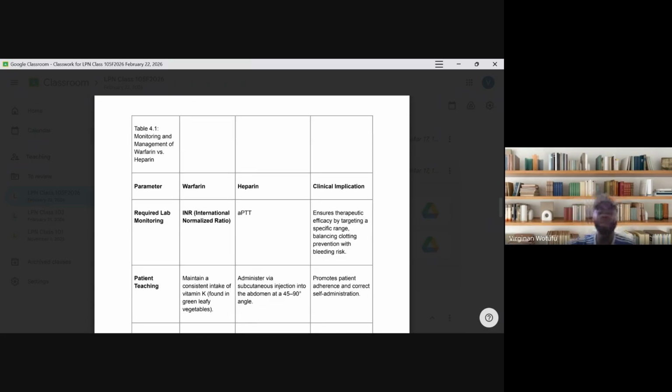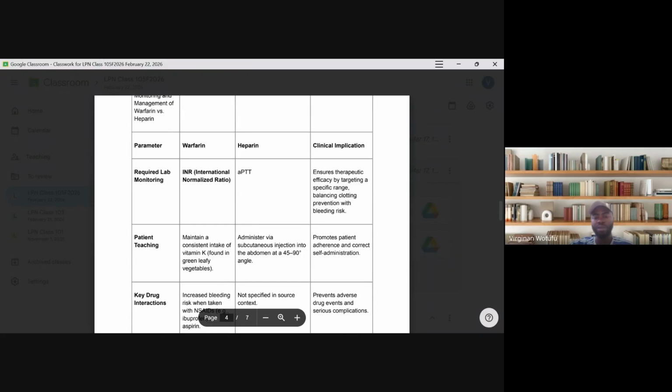You ensure patient teaching as well. So with warfarin, you maintain a consistent intake of vitamin K, right, found in green leafy vegetables. Okay. And with heparin, as stated here, it's administered via subcutaneous injections into the abdomen at these angles.